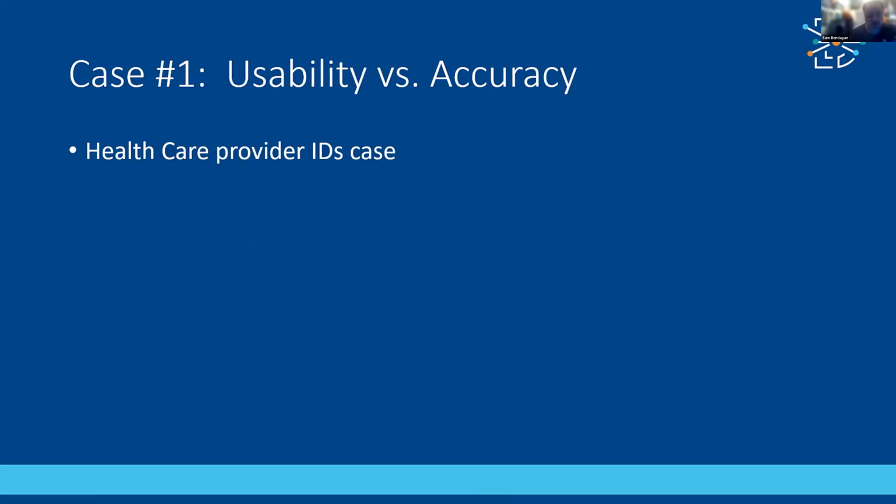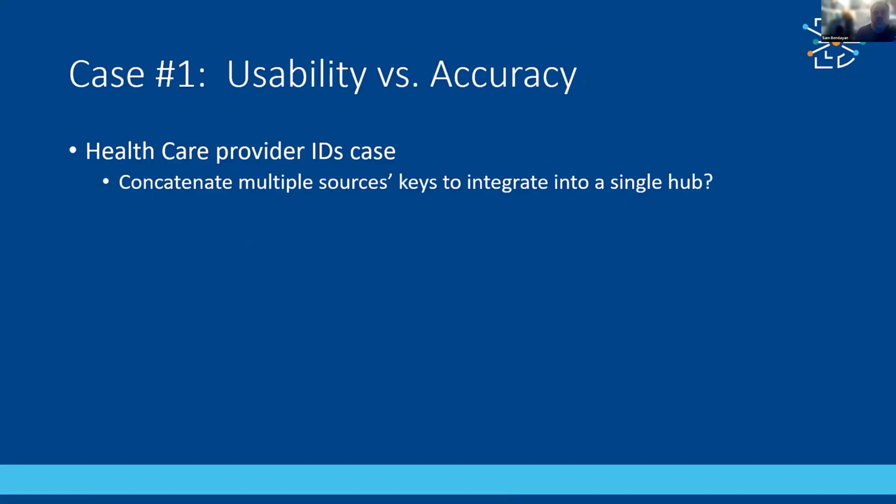Here's one we ran into: healthcare ID providers. Providers could be doctors, surgeons, nurses, even ambulance drivers. That's the business we're talking about here. This area of healthcare is not very standardized, and so we had one source that had a 1-column key, the second source had a 2-column key, and the third source had a 3-column key. I'm not making this up.